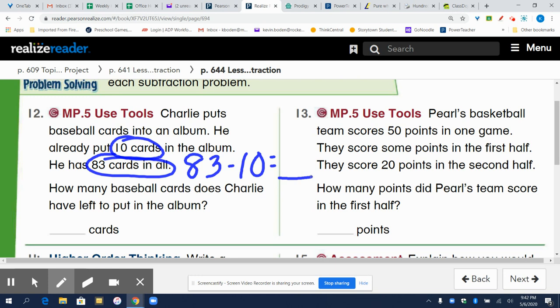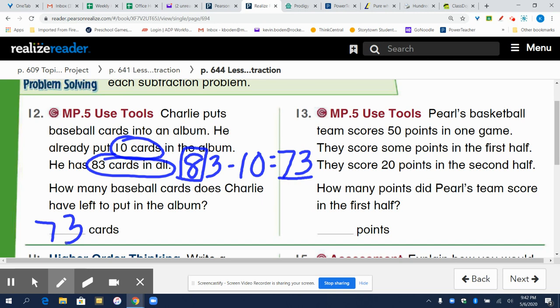I'm going to start at 83 and have to take away 10. Well, guess what? There goes the tens place right there. We have 8 tens. I'll take one of those away. What is 8 take away 1, or 8 minus 1? That's right, 7. 8 minus 1 is 7. And the 3 ones doesn't change because we only had to take away 10. So how many cards does Charlie have left to put in his album? 73.